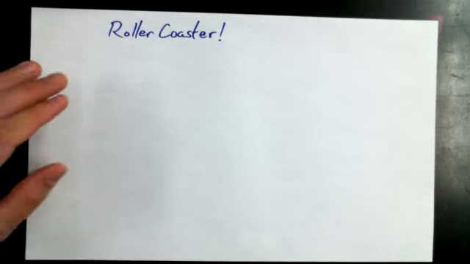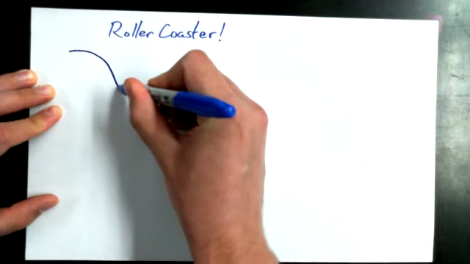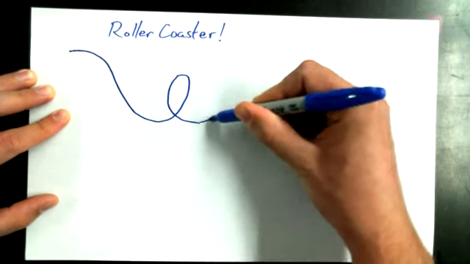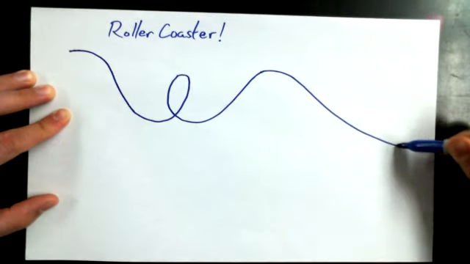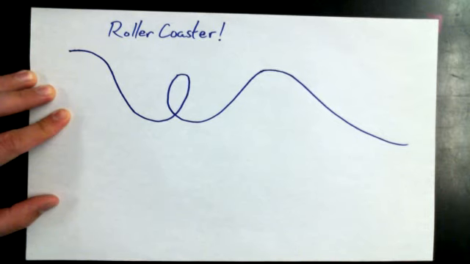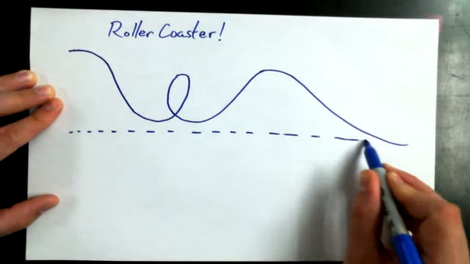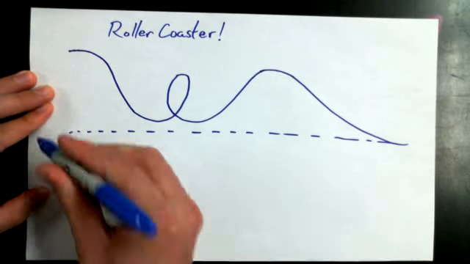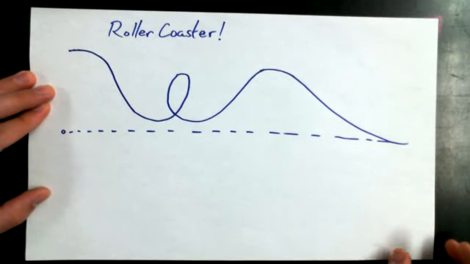Roller coasters. I'm going to have a roller coaster that starts off up high, comes down low, does a loop-de-loop, comes back up high, but not as high as it started, and then goes down to the ground level. And I want to define a base height at the amusement park. Okay? And we can use that base height as our zero height if you like. So that's the ground of the amusement park.